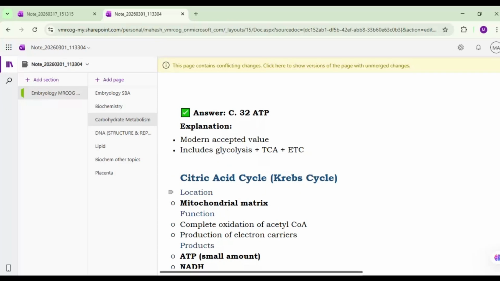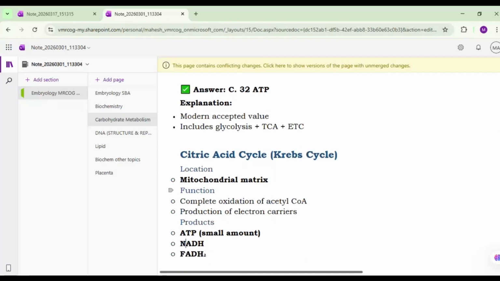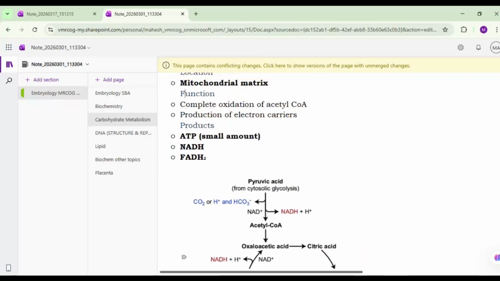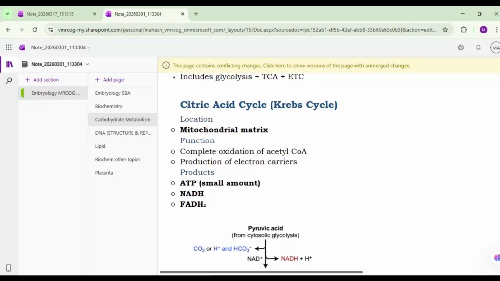Now we will begin with the next topic, the citric acid cycle, also called the Krebs cycle. What is the location of this Krebs cycle? It happens in the mitochondrial matrix. The function is complete oxidation of acetyl CoA with production of electron carriers.